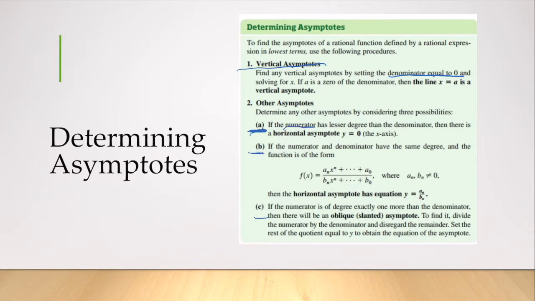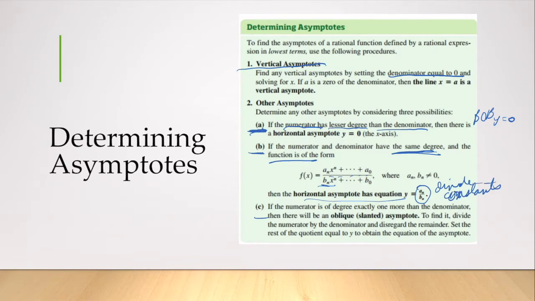If your numerator has lesser degree than the denominator, then there is a horizontal asymptote at y equals 0. So if your function's bigger on the bottom, y equals 0. If the numerator and the denominator have exponents of the same degree, then the function is of the form f of x equals a sub n x to the n over b sub n x to the n, and so on, and your horizontal asymptote is at y equals a sub n over b sub n. So if they have the exact same degree, you divide the leading coefficients.